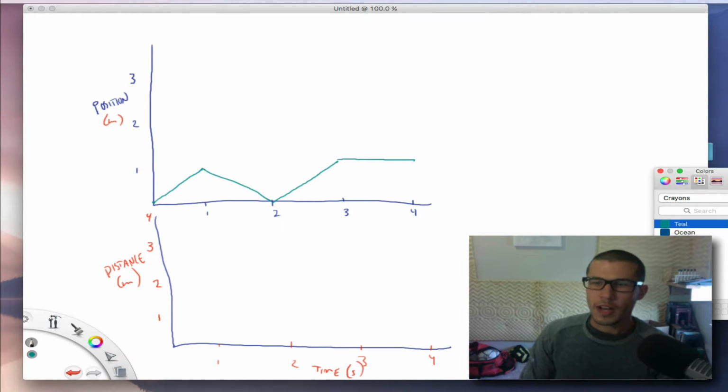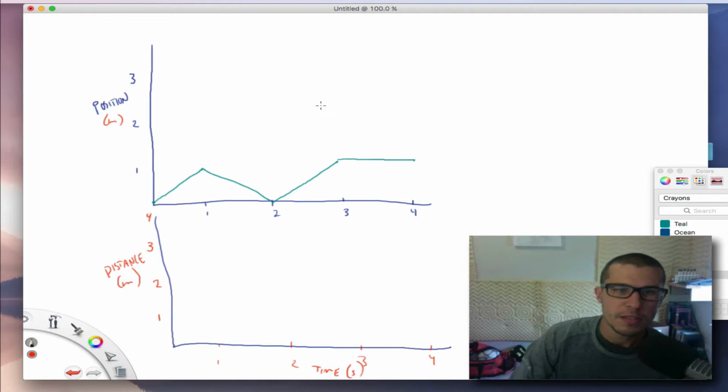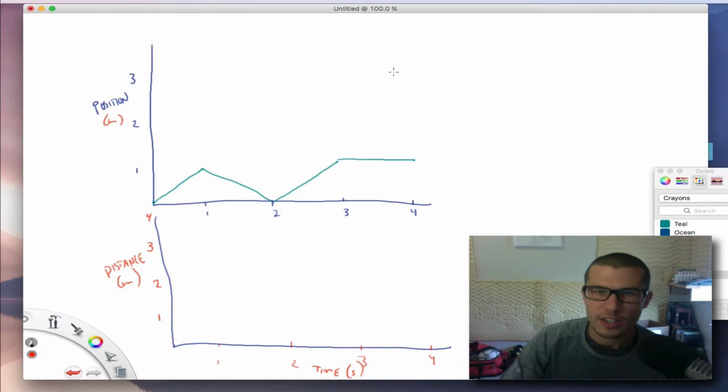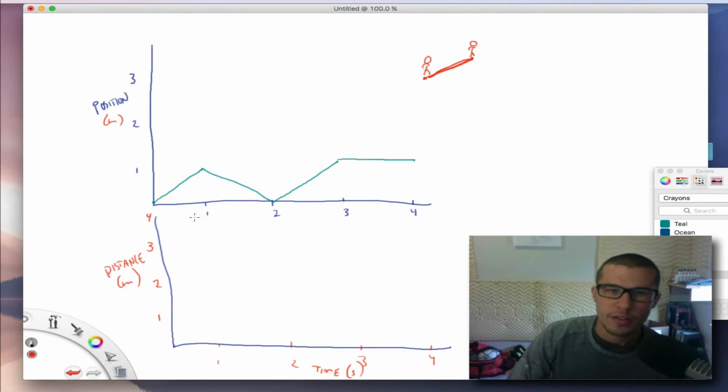Now, if we think about what this object is actually doing in space, let's say that we have an origin here, and it's just like a person, and this person is going away 1 meter, and then coming back to that 0, that start point, and then going back out to 1 meter, and then staying there. So that's what's happened during this time right here. They've gone away, then they've come back, then they've gone away, and they've stayed there.